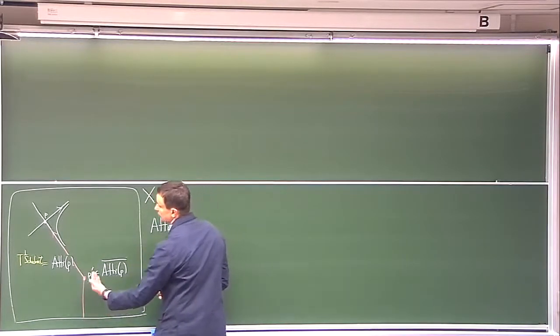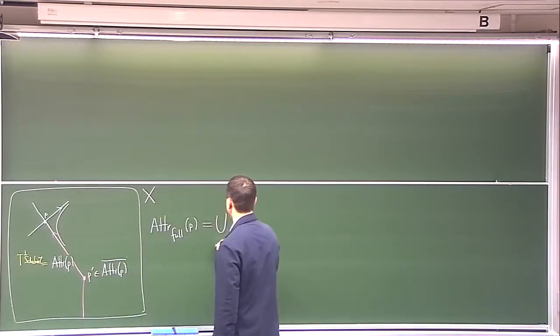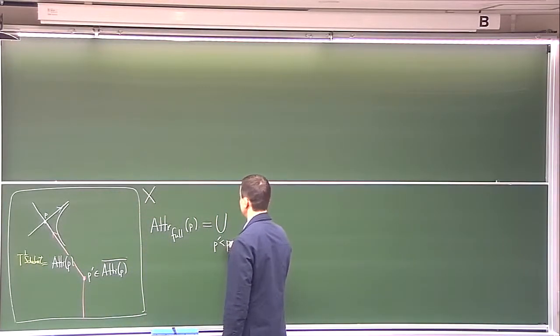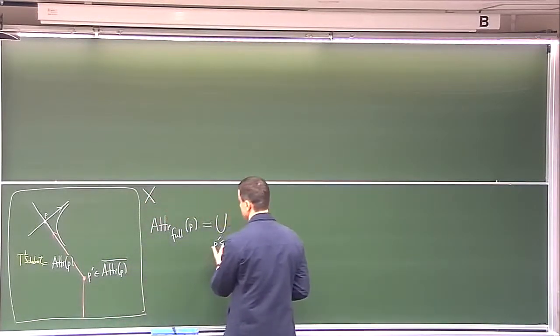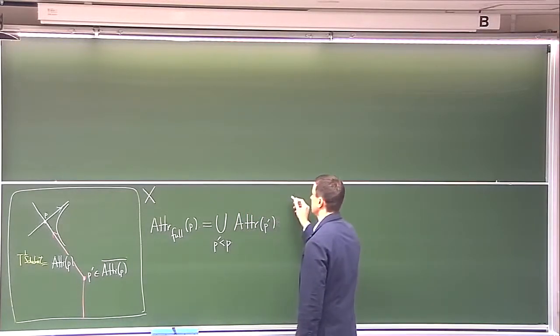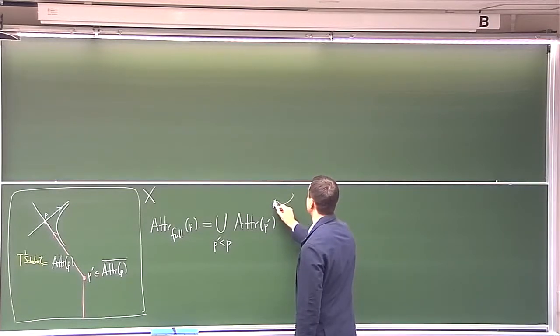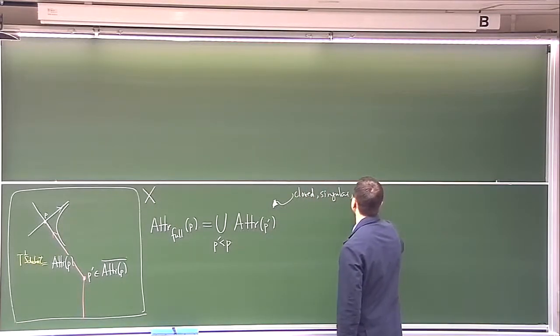It's the transitive closure of the relation of being contracted. So it's a union over all P prime less than P in the partial order. Attracting defines a partial order. You take all the littlest ones, you take the attracting manifolds of P prime. So this is a closed singular Lagrangian submanifold.